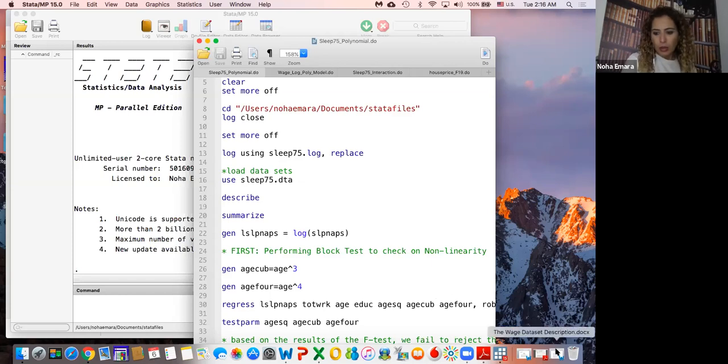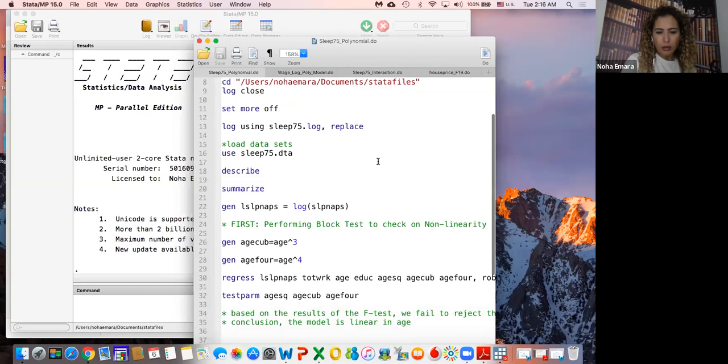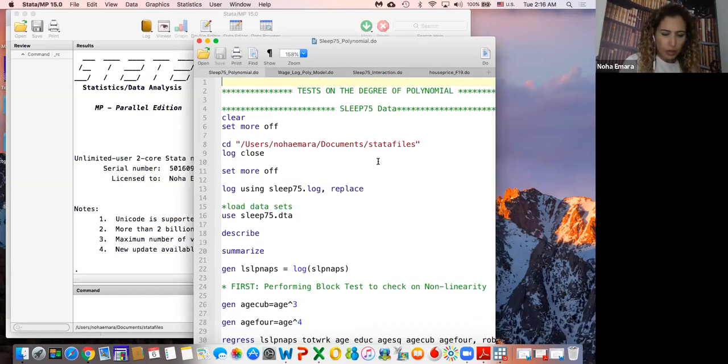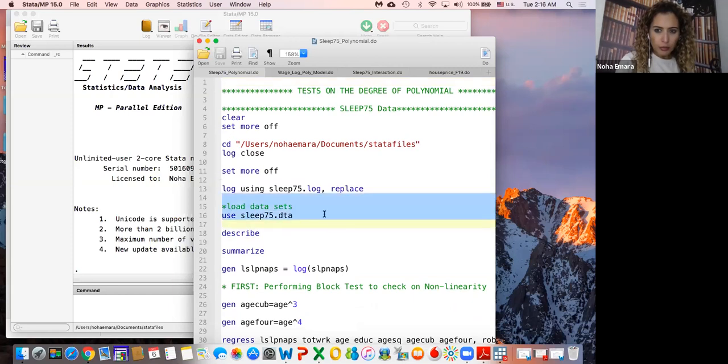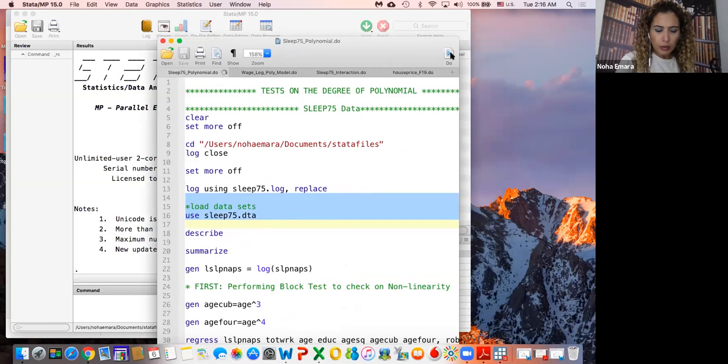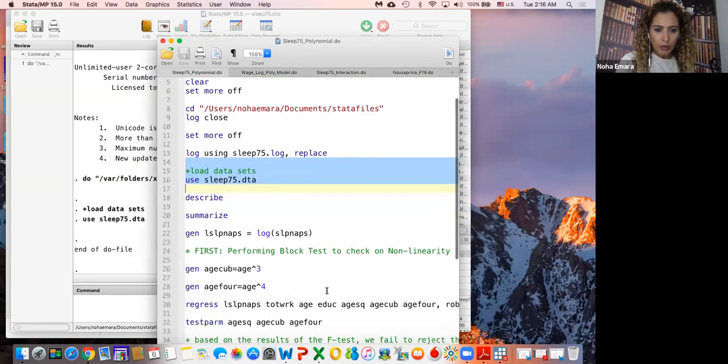As every time what we do is, okay, I already described the data, so it's about sleeping minutes. I usually have the description of the file, but it's okay. All right, so let's use the data set. Okay, so we have the data set.